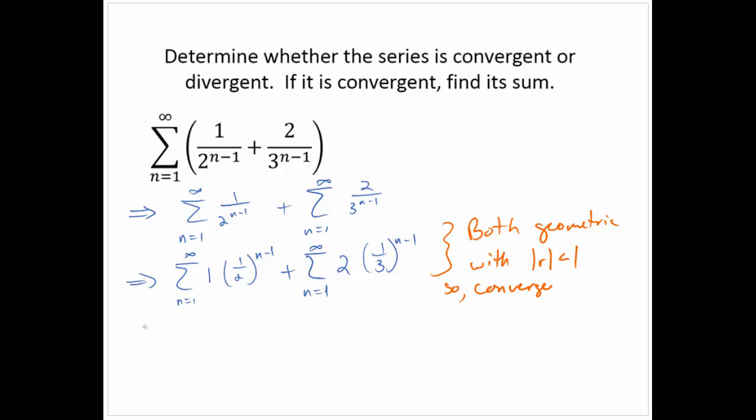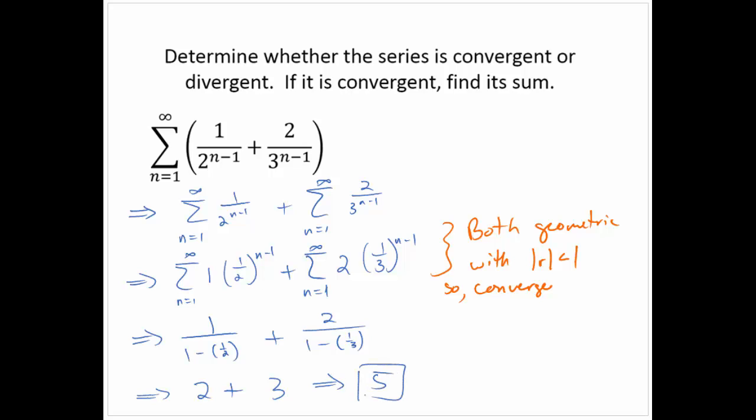And we can be even more specific. We can find the sum. The first sum would be 1 over 1 minus 1/2. The second sum would be 2 over 1 minus 1/3. 1 over 1 minus 1/2 is 1 divided by 1/2, which is 2. Plus 2 over 1 minus 1/3, that would be 2 over 2/3, which would be 3. And so the sum of the series is 5.